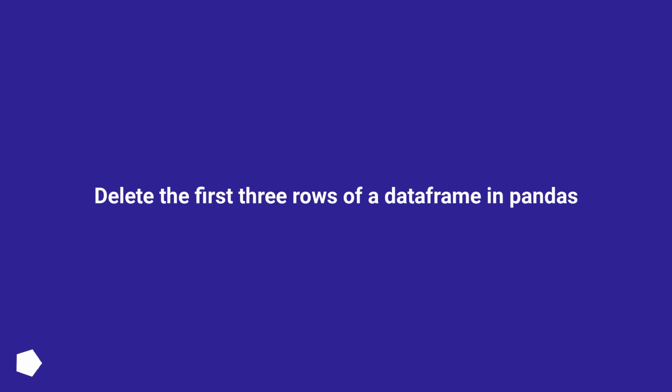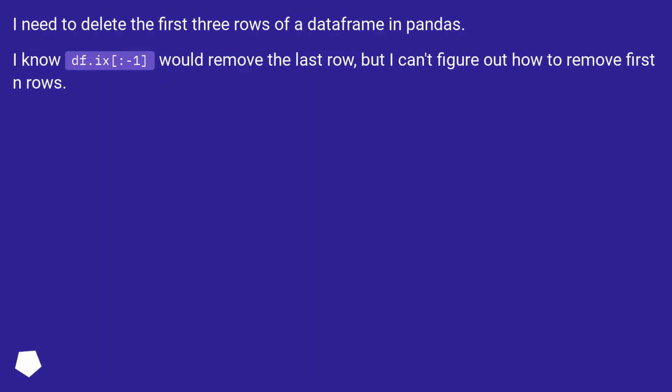Delete the first 3 rows of a data frame in pandas. I need to delete the first 3 rows of a data frame in pandas. I know df.iloc[:-1] would remove the last row, but I can't figure out how to remove the first n rows.